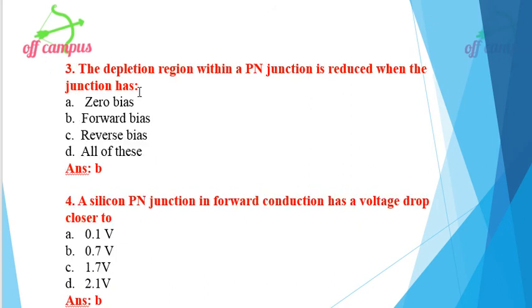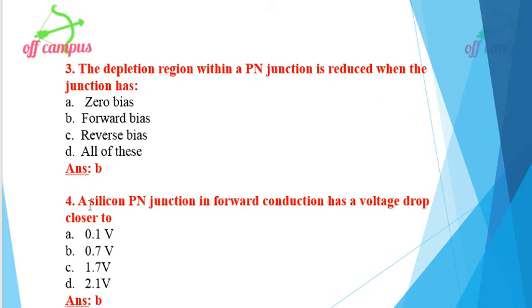Next, question number 3. The depletion region within a PN junction is reduced when it is zero bias, forward bias, reverse bias, or all of these. Only when it is forward biased is the width of the depletion region reduced. So option B, forward bias, is the right option for this question.